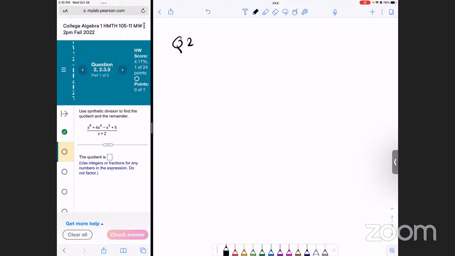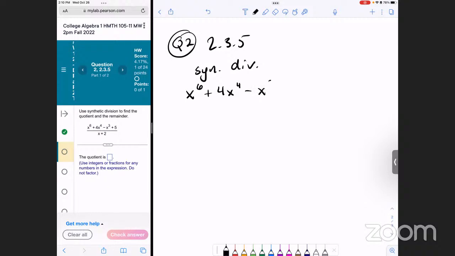This is question 2. I don't want to do it. This comes from section 2.3, question 5. I'm just going to abbreviate it by synthetic division. We have x to the power of 6 plus 4x to the 4 minus x cubed plus 5, divided by x plus 2. Use fractions or integers. Do not factor the quotient and the remainder.